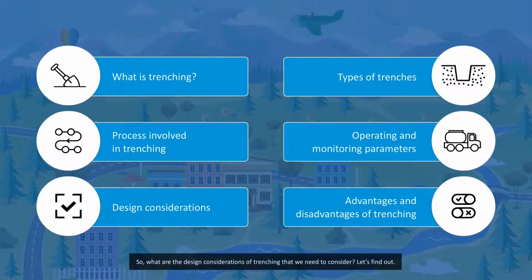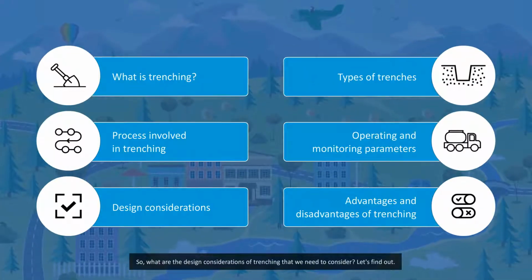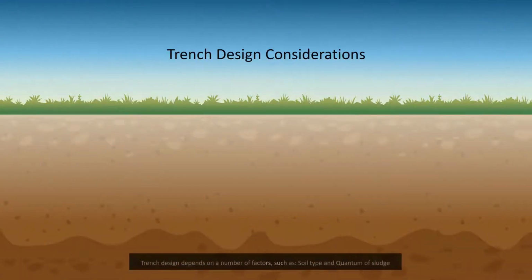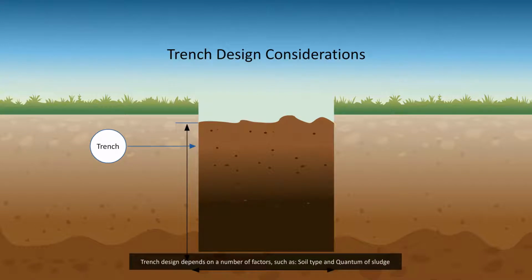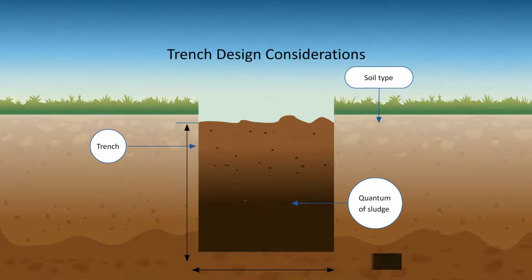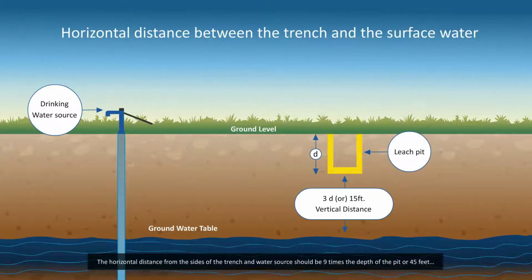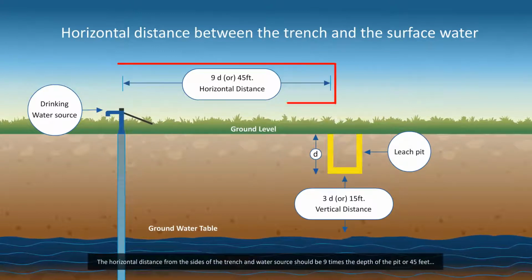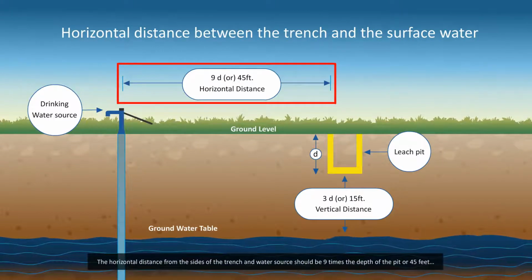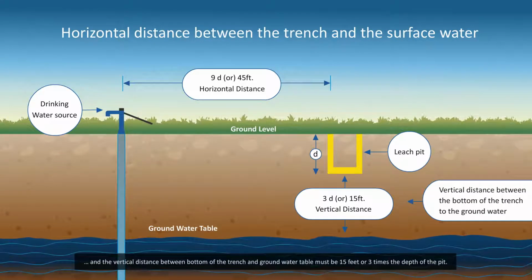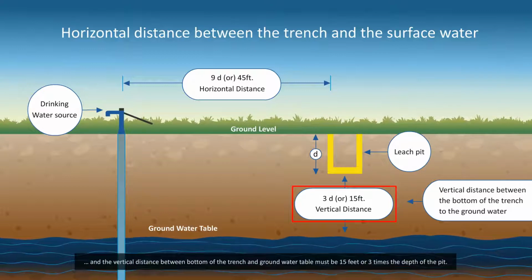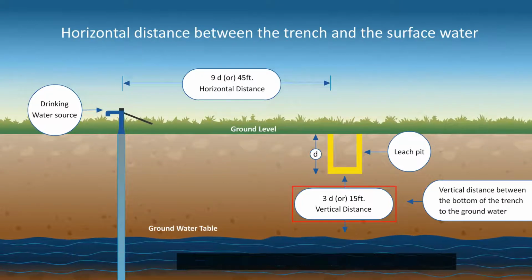So, what are the design considerations of trenching that we need to consider? Let's find out. Trench design depends on a number of factors such as soil type and quantum of sludge. The horizontal distance from the sides of the trench to a water source should be 9 times the depth of the pit, or 45 feet, and the vertical distance between the bottom of the trench and the groundwater table must be 15 feet, or 3 times the depth of the pit.